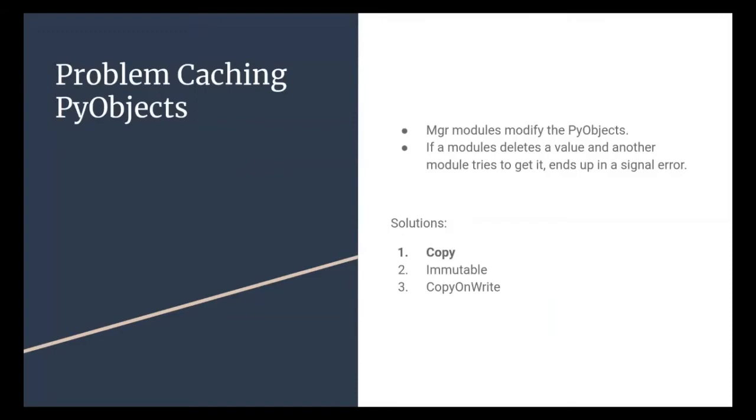Basically, because this is what we can do right now. And the other two, the immutable and copy on write, were a bit tricky, since in Python you have to traverse all the object to make it immutable or copy on write.